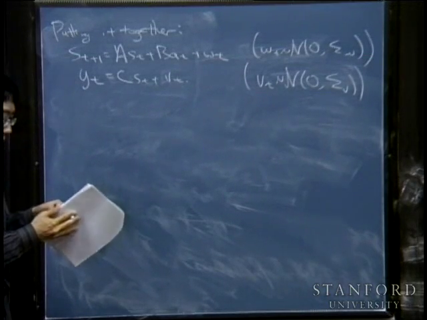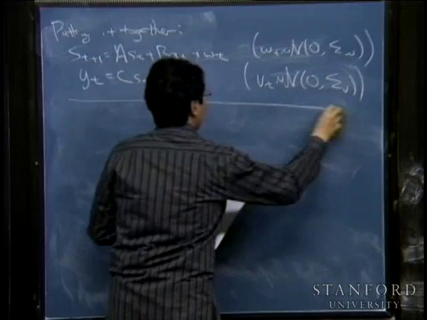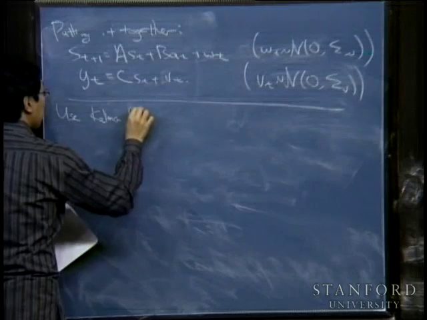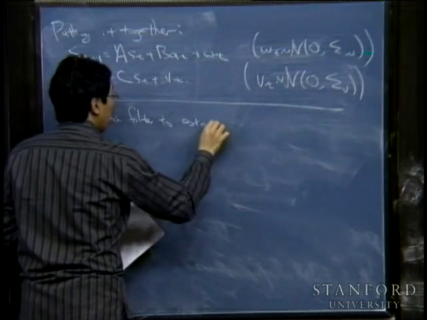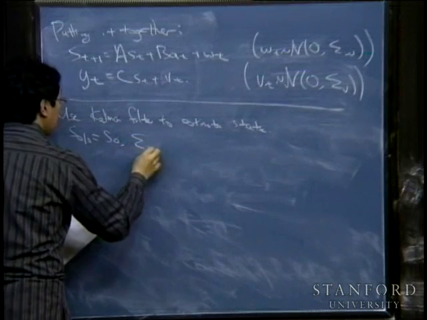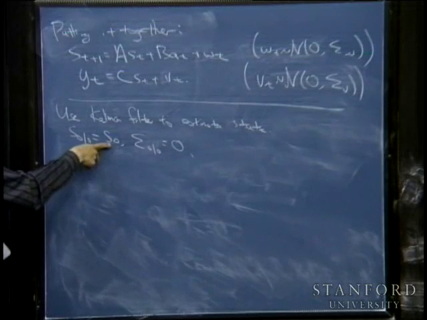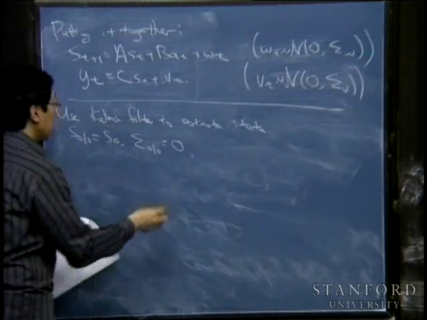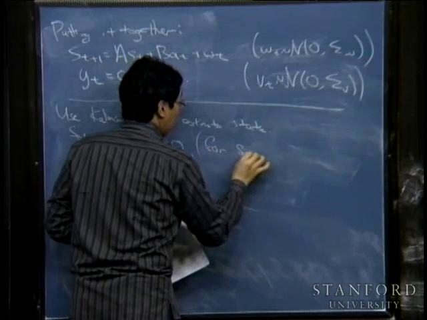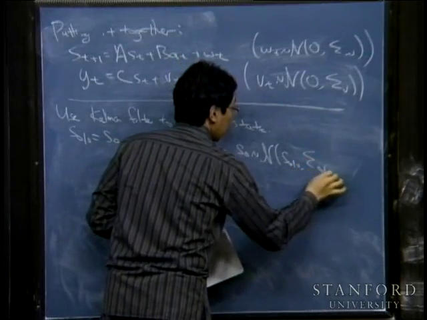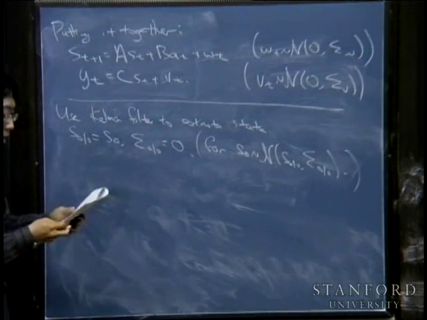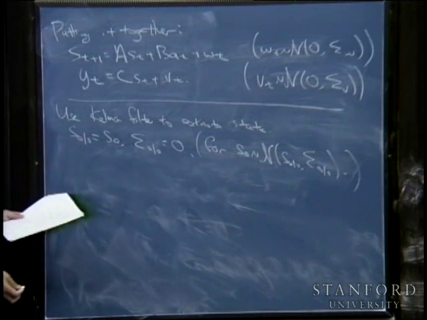So it turns out that you can solve an LQG control problem as follows. At every time step, we'll use a Kalman filter to estimate the state. Concretely, let's say the initial state: if you know that the initial state is some state S0, you initialize to S0. If you don't know the initial state exactly, then this is just the mean of your initial state estimate, and that would be the covariance of your initial state estimate. So you just initialize your Kalman filter this way, and then you use the Kalman filter on every step to estimate what the state is.